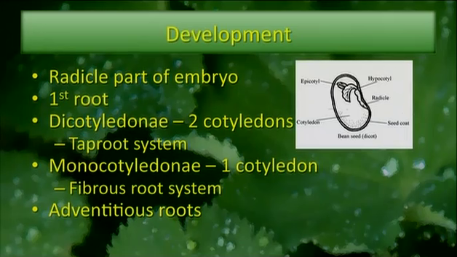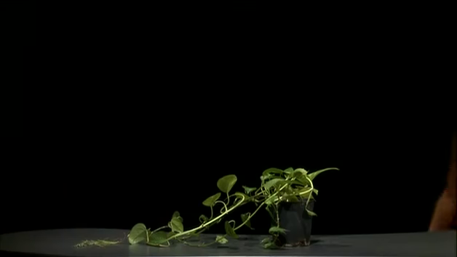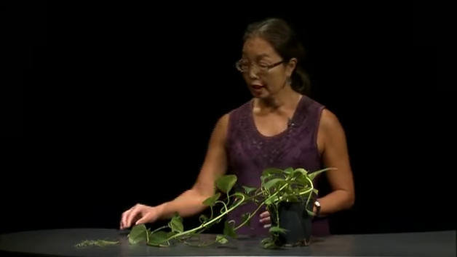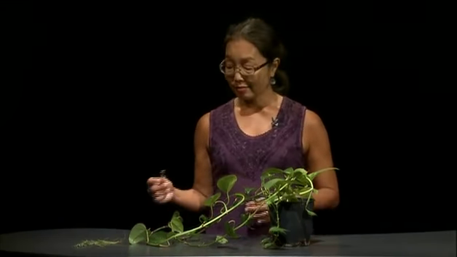And then we have adventitious roots. Adventitious roots are roots that develop from places where you don't expect roots to come from, such as a stem. So what we're going to do now is go over to the plants here to show you some roots.